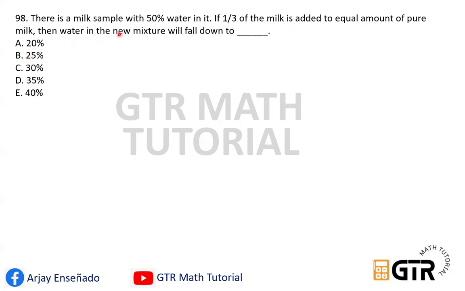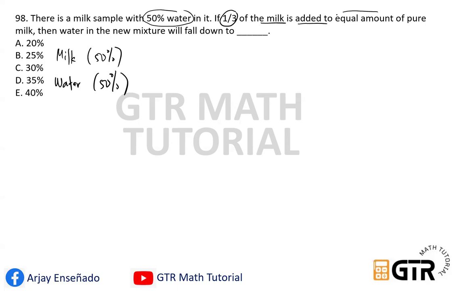Okay, so let's analyze the problem. There is a milk sample with 50% water. So we have 50% water. So that means the part of the milk will be 50%, and then the water is also 50%. Okay? If 1/3 of the milk is added to equal amount, so we have equal amount of pure milk, then water in the new mixture will fall down to blank.